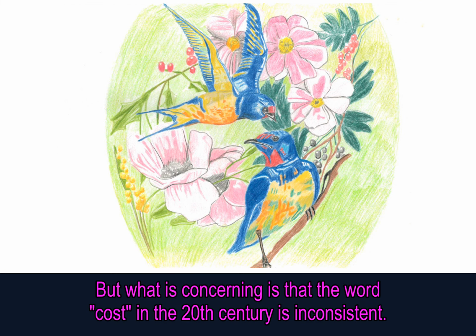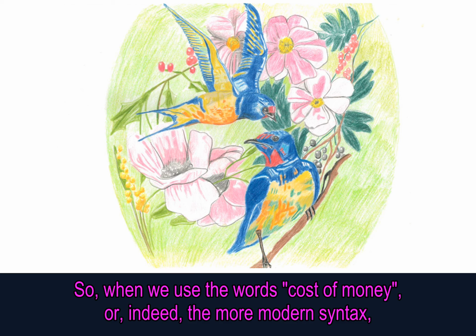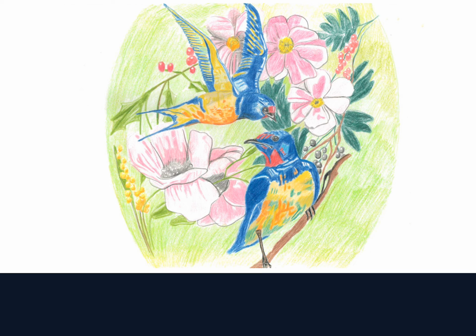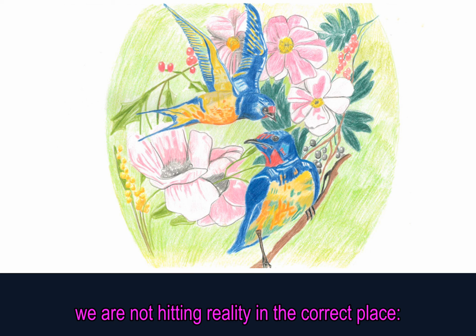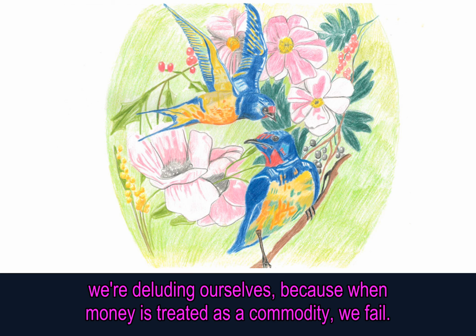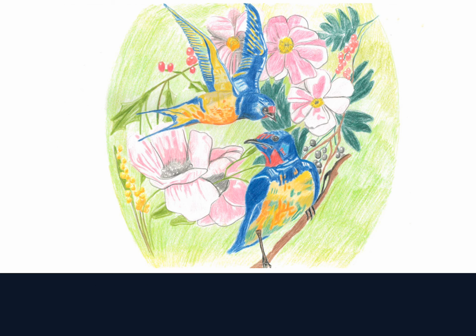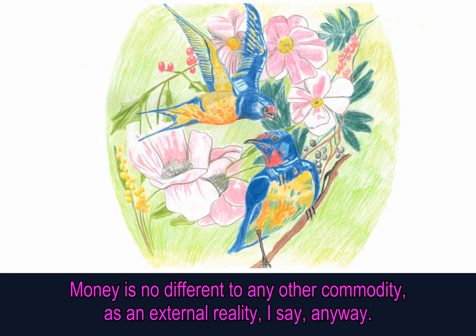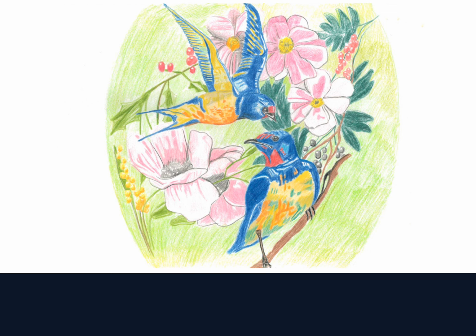but what is concerning is that the word cost in the 20th century is inconsistent. So when we use the words cost of money, or indeed the more modern syntax, which is the words as cost to money, we are not hitting reality in the correct place. We're deluding ourselves, because when money is treated as a commodity, we fail. Money is no different to any other commodity as an external reality, I say, anyway. Here ends my discussion of the word cost.